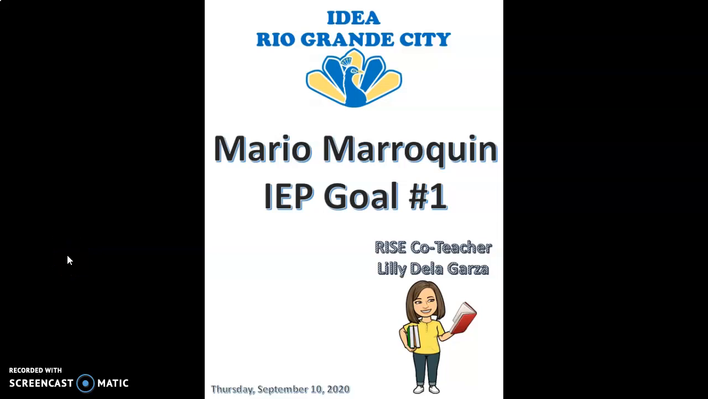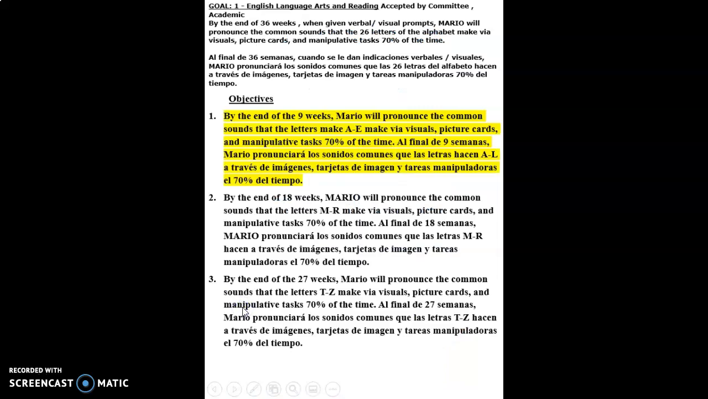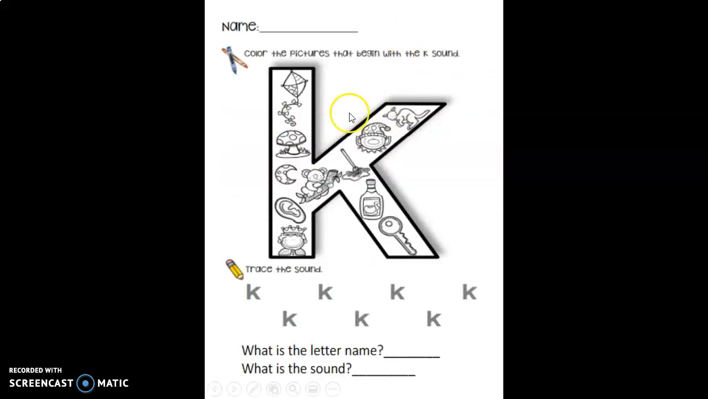Good morning, Mario. So today we're working on your IEP goal number 1. So let me take you there. This is the objective. The goal up here is English language arts and reading, and we're working on objective number 1. So this is sounds and letters, E through K. I think we're in K and L right now. So you're going to be able to see the letter and some pictures to it. Okay, so here we go.